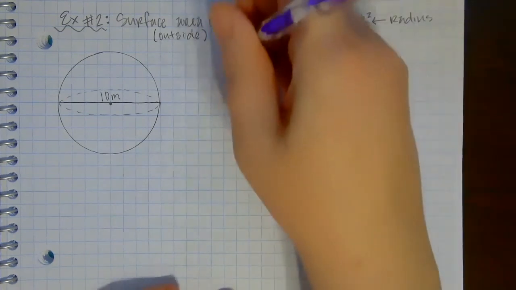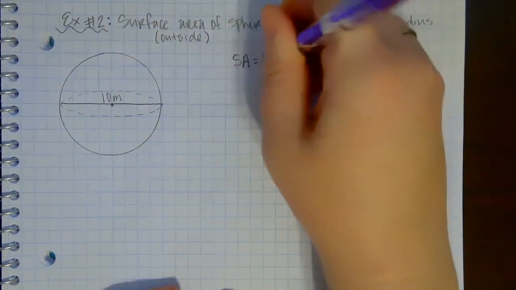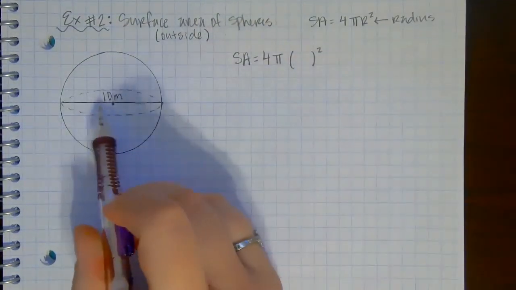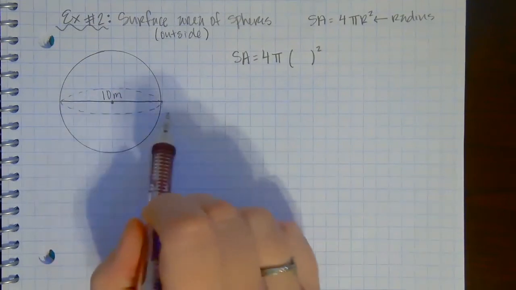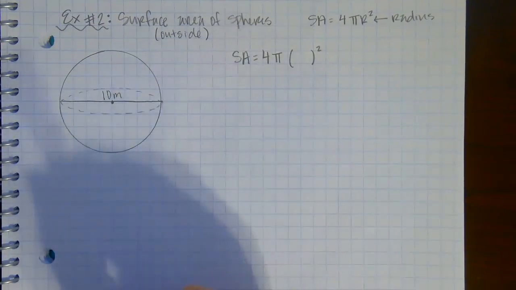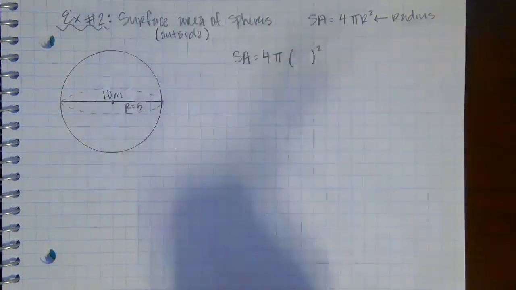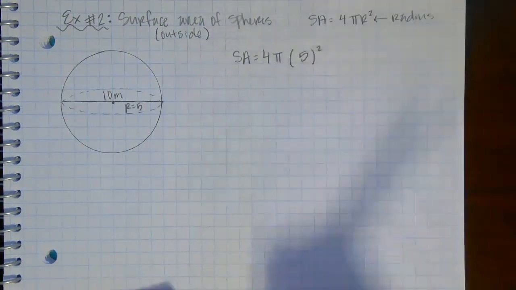So I'm going to substitute in: my surface area is 4 pi and then r squared, right? Notice though, in this case, they don't give you the radius. This is the diameter. So if they give you the whole thing across, we don't want the whole diameter, I want the radius. So that means the radius is going to be 5, right? Because it's half of the diameter. So I'm going to put 5 in here.